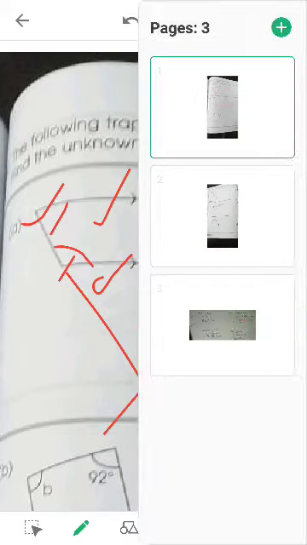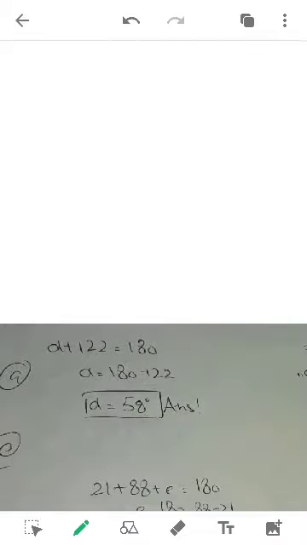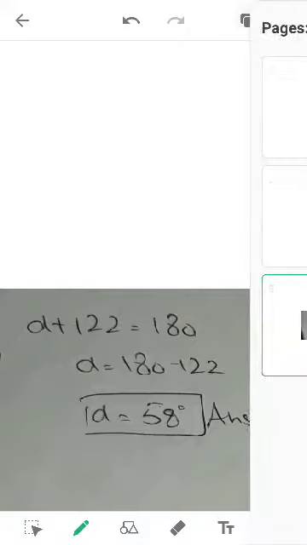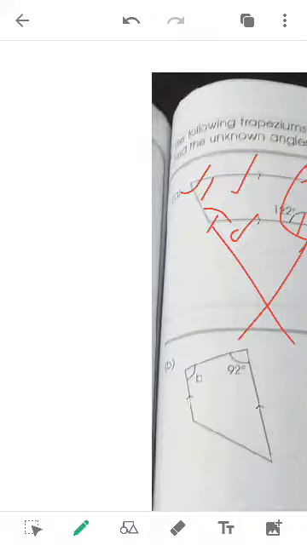Why? Because this line is one of the non-parallel lines. So for any non-parallel line, the pair of angles will sum up to 180 degrees. This is what I have done in the solution. I have taken a plus 122 is equal to how much? 180 degrees, and I can calculate it very easily from here. Now let us see the other questions.